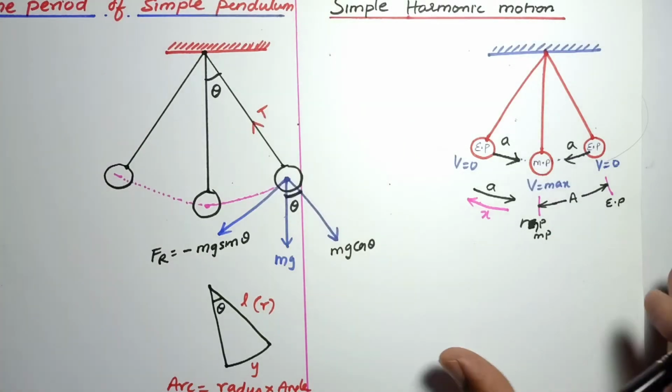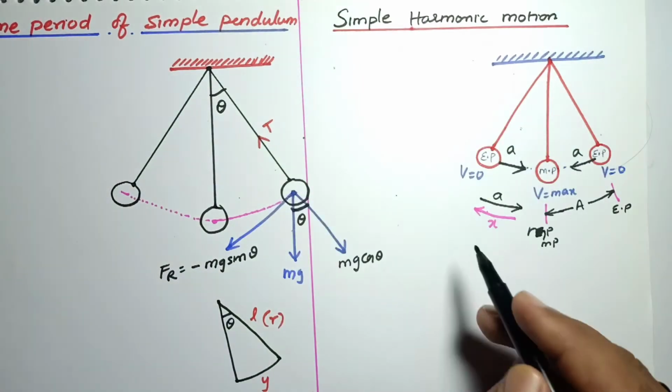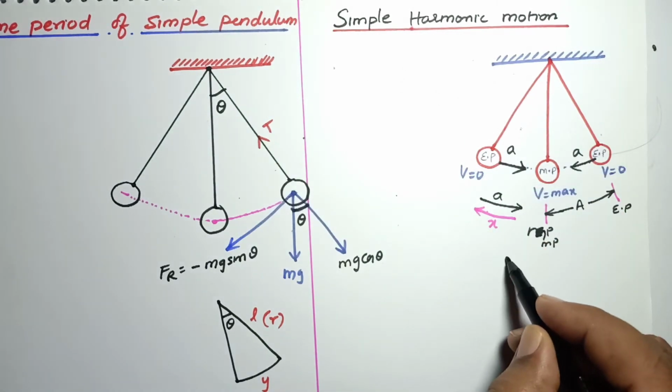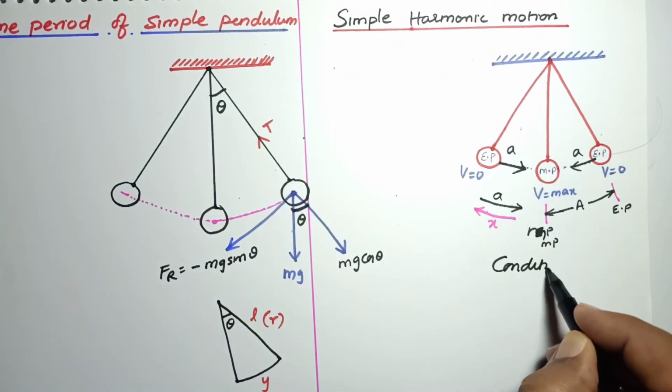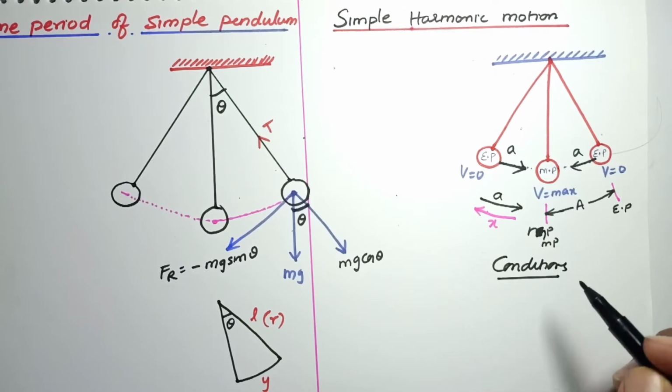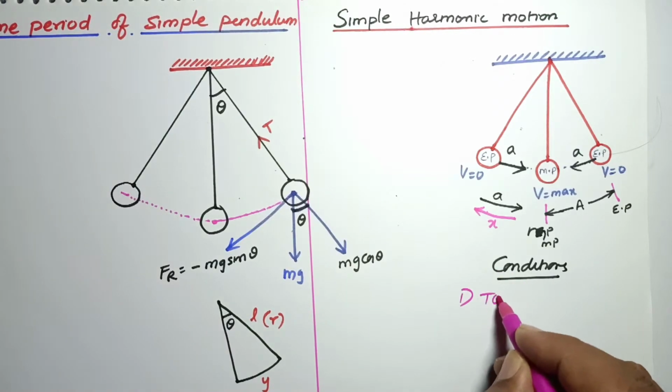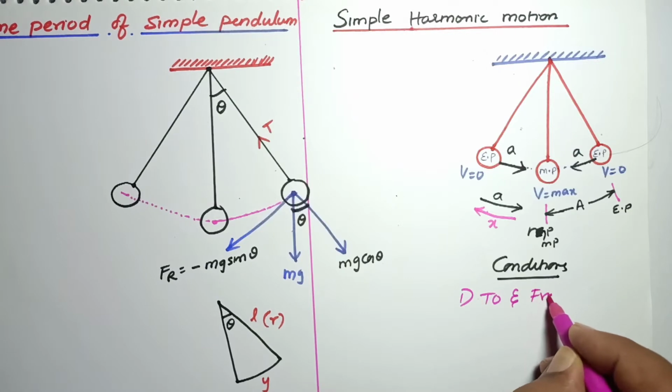Okay, so today we shall discuss simple harmonic motion. In this simple harmonic motion, what are the conditions? First of all, we shall discuss what the conditions are. So the first condition is it should be a to and fro motion.